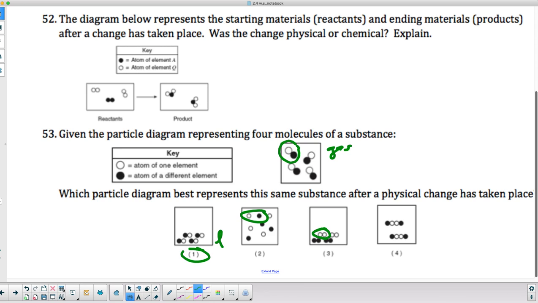Notice here, we don't have the same elements bonded together. So this is something completely different. This is chemical, and here again is something that's chemical. Anytime we have circles, whether they're white or black, and they're touching each other, that's a chemical bond. So this right here is a new compound. It's different than this. So all three of these are chemical changes, and this is the only physical change because we have the original thing that we started with. The structure doesn't change, means it's physical.